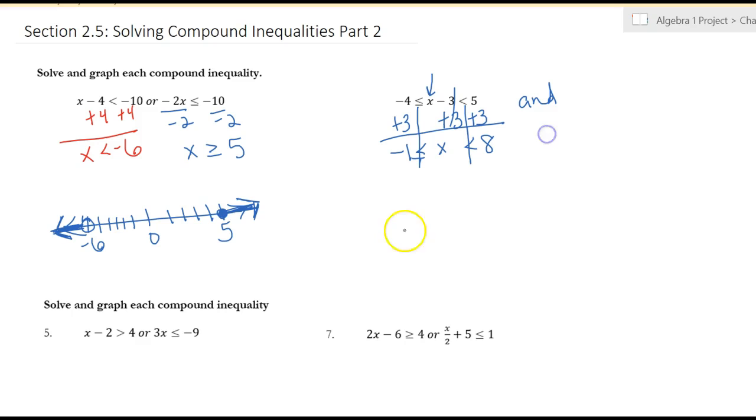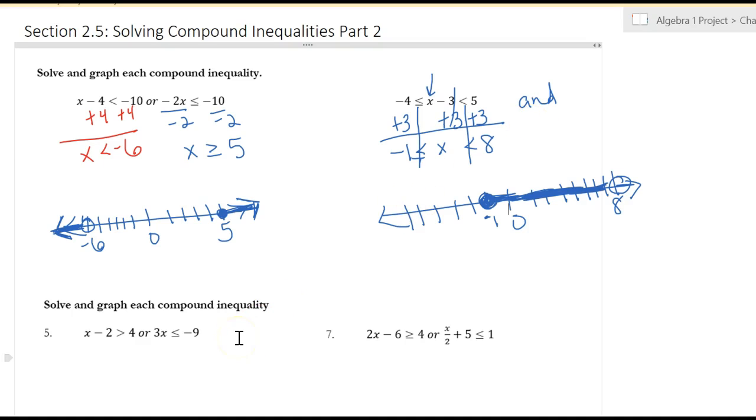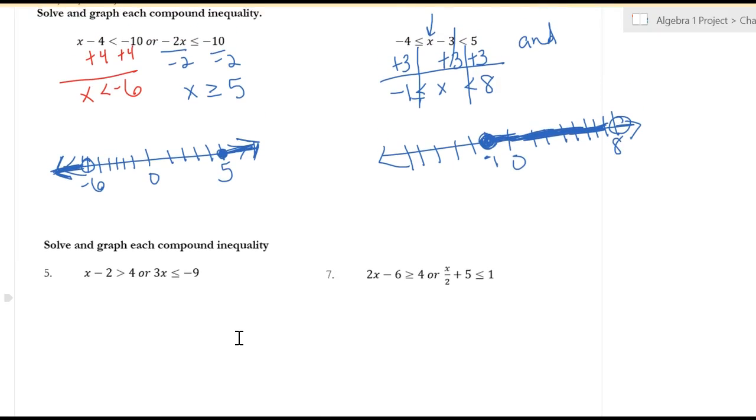This is an AND problem, so it should look like a dumbbell. At -1, it's a closed circle, and x is bigger than it, so it goes to the right. And then at 8, it's an open circle, and it goes to the left, and that's it. Okay, so now I'd like you to try these next 2, 5 and 7. And then when you think you're ready, go ahead and press play.